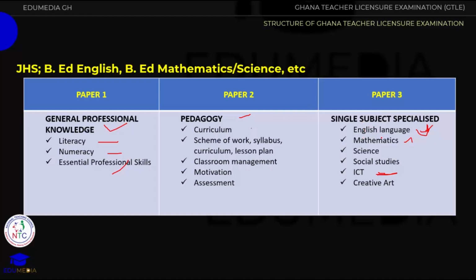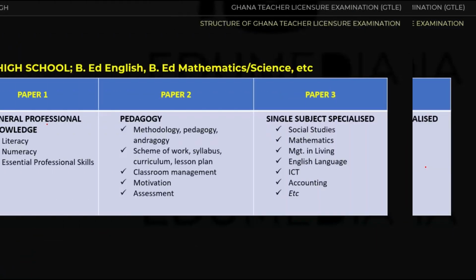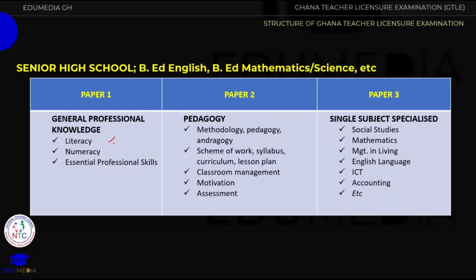So this is where there's a difference. For those with JHS education, you're going to be writing single subjects that you've specialized in, and for the primary level and the early childhood education, you're going to be writing multiple subjects that you are going to be teaching. Then the next area is the senior high school. For senior high school, also you're going to be writing your general professional knowledge, literacy, numeracy, and essential professional skills. Then after that, you're going to be looking at your pedagogy. The pedagogy here, you're going to be focusing on pedagogy that pertains to the senior high school.